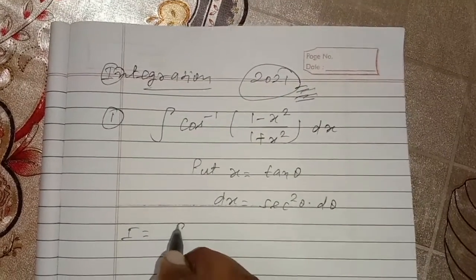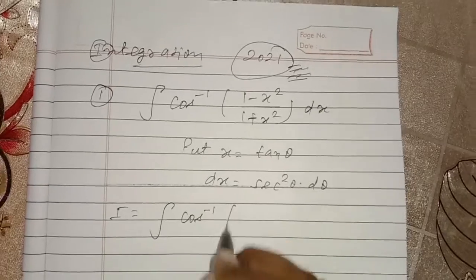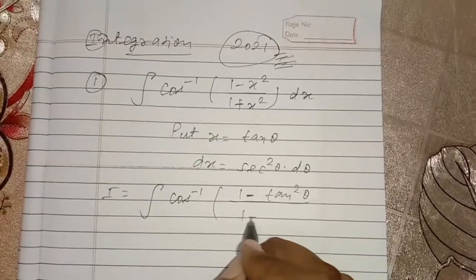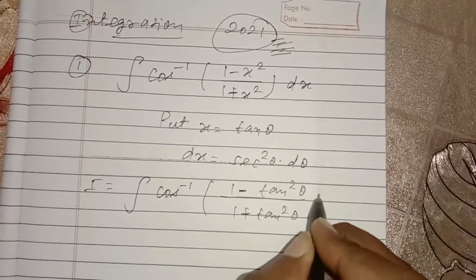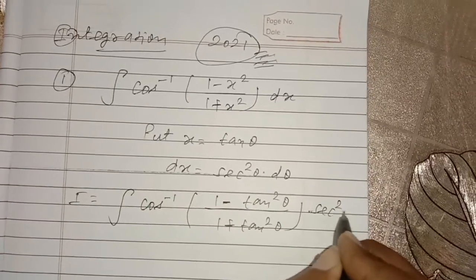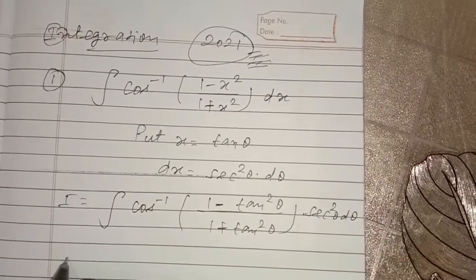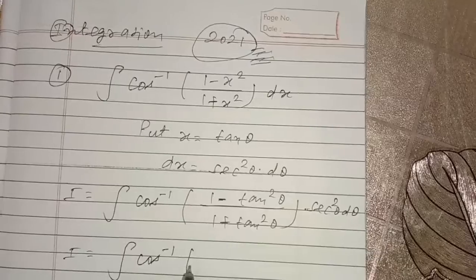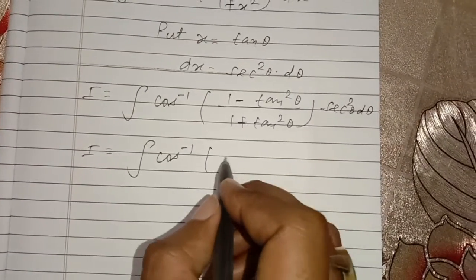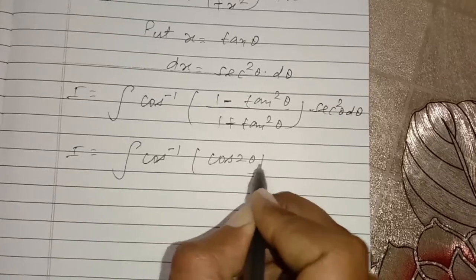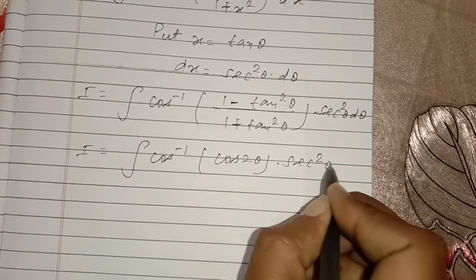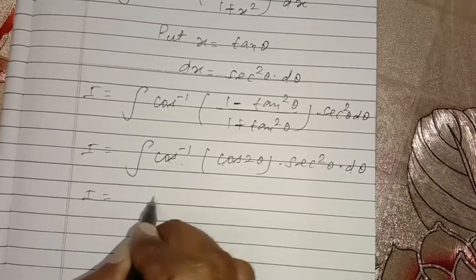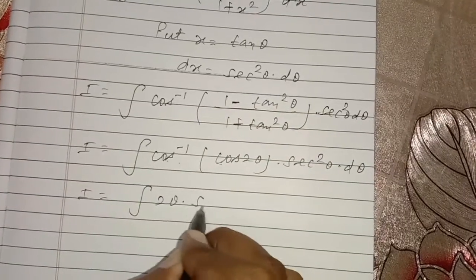Then I equals cos inverse of 1 minus, in place of x put tan theta, tan square theta upon 1 plus tan square theta, and the value of dx is sec square theta into d theta. And this is the formula: 1 minus tan square theta upon 1 plus tan square theta equals cos 2 theta. You may also have learned this formula in class 11th. Cos inverse and cos both cancel, then 2 theta is left here, 2 theta into sec square theta d theta.